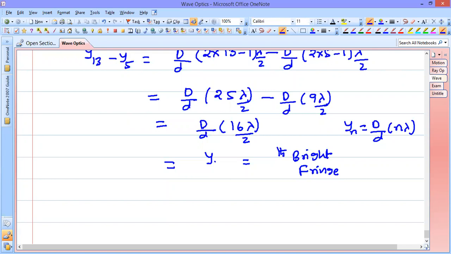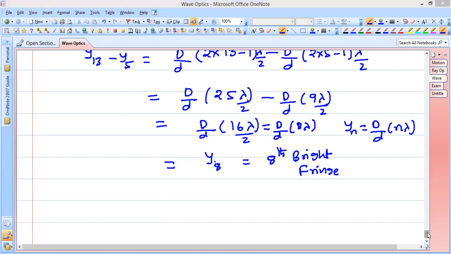Eighth bright fringe: capital D by small d times 8 lambda. That is y8. So it will be the eighth bright fringe. Okay. Fine. Next one.